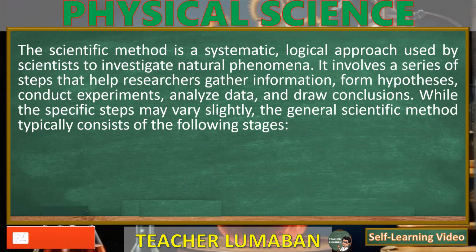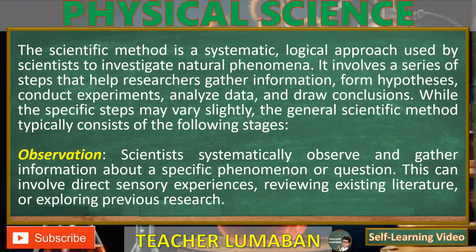Observation. Scientists systematically observe and gather information about a specific phenomenon or question. This can involve direct sensory experiences, reviewing existing literature, or exploring previous research.